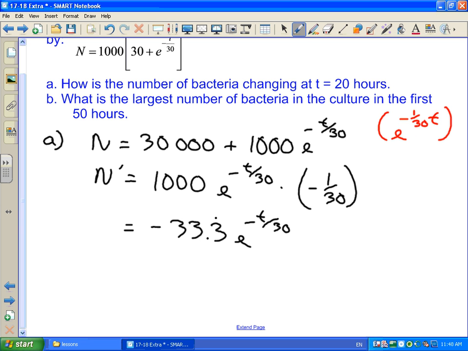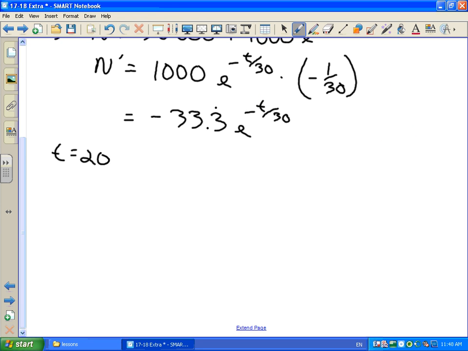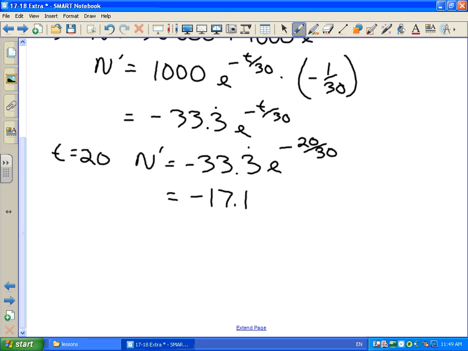So for part A, if we're interested in what happens at t equals 20 hours, let's sub this in. T equals 20, n primed is going to be this expression that I just wrote, evaluated at 20. And we punch this into our calculator, and we get negative 17.1. So how is the number of bacteria changing at 20 hours? What's it doing? Yeah. It's decreasing at a rate of 17.1 bacteria per hour.